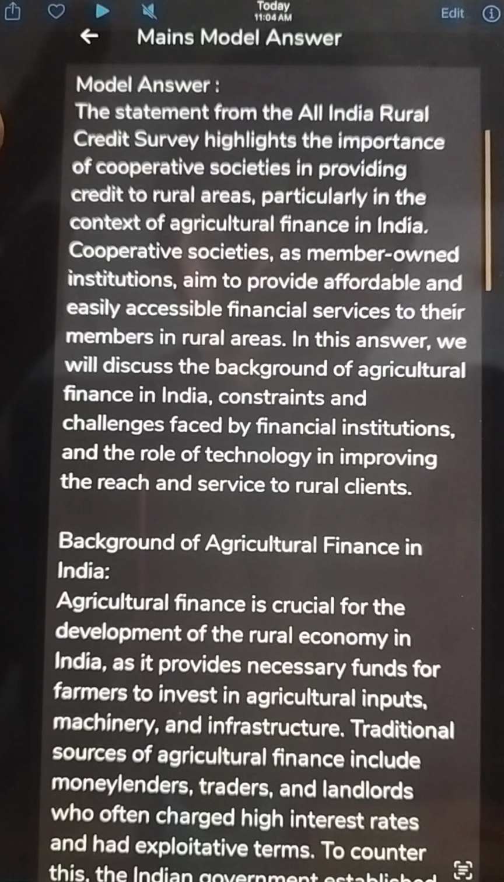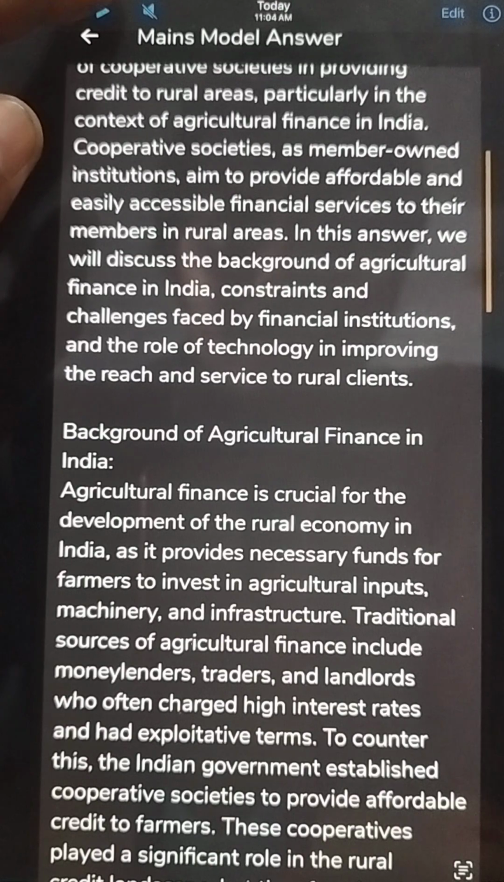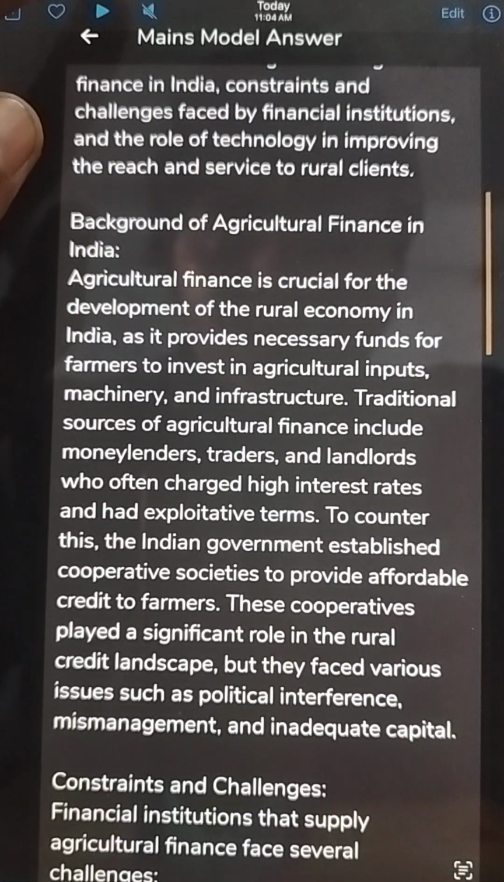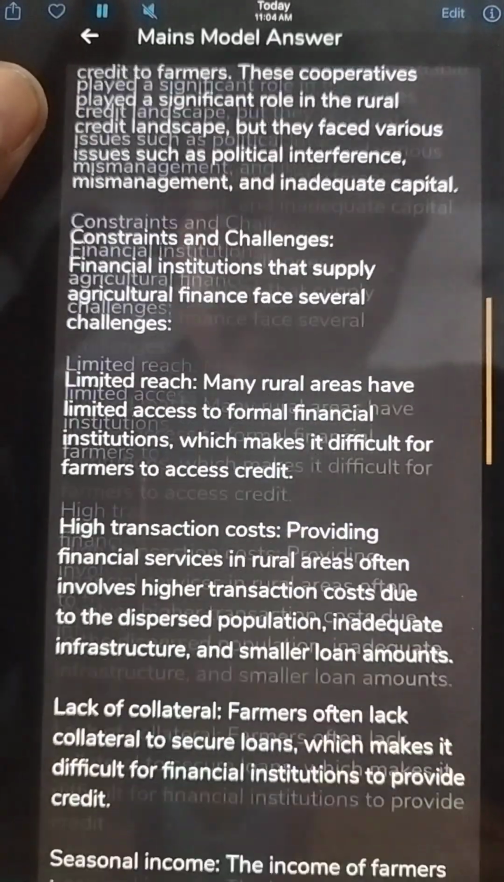Background of agriculture finance in India. Agriculture finance is crucial for the development of the rural economy in India as it provides necessary funds for farmers to invest in agriculture inputs, machinery, and infrastructure. The traditional sources of agriculture finance include moneylenders, traders, and landlords who often charge high interest rates and had exploitative terms. To counter this, the Indian government established cooperative societies to provide affordable credit to farmers. These cooperatives played a significant role in the rural credit landscape, but they faced various issues such as political interference, mismanagement, and inadequate capital.